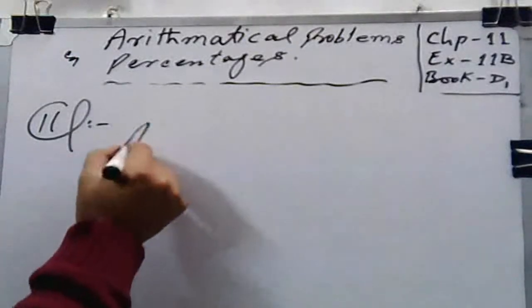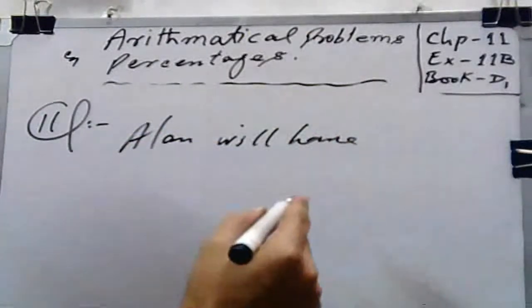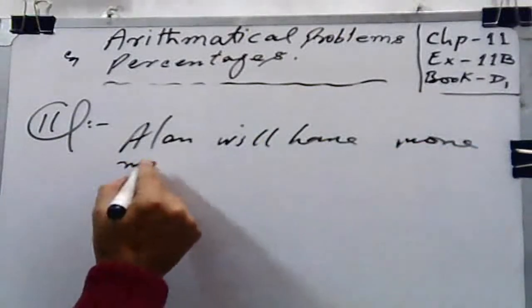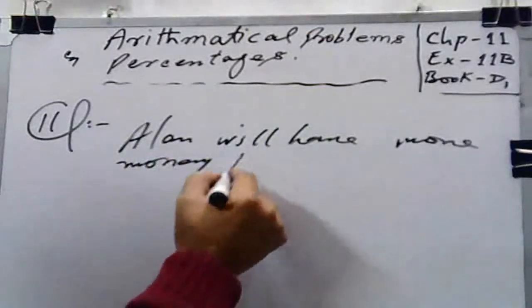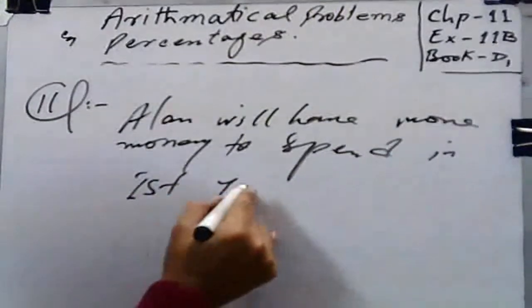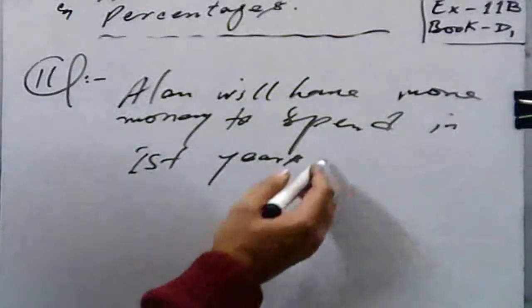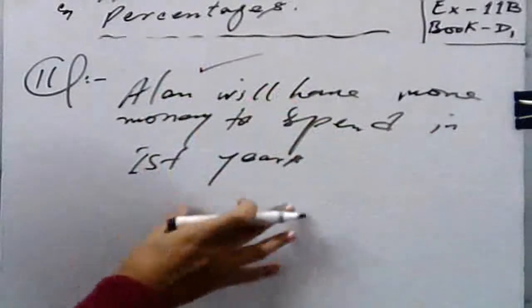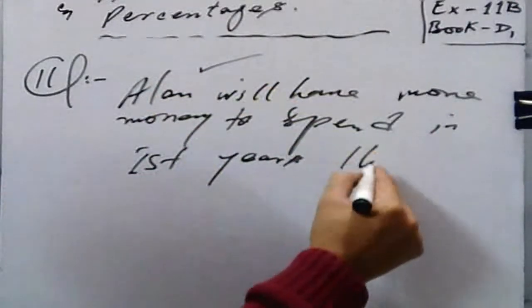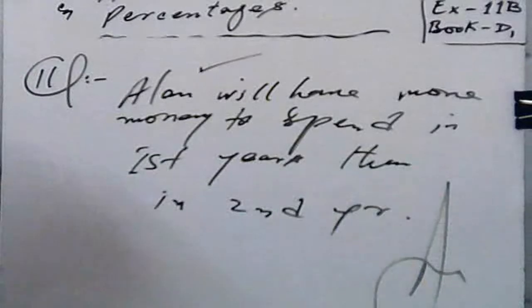So you can write here that Alan will have more money to spend in the first year, because the second year will end up with the same amount as in the second choice. So I think with this choice, Alan will have more money to spend in the first year than in the second year. It means the first choice is the best choice for Alan.